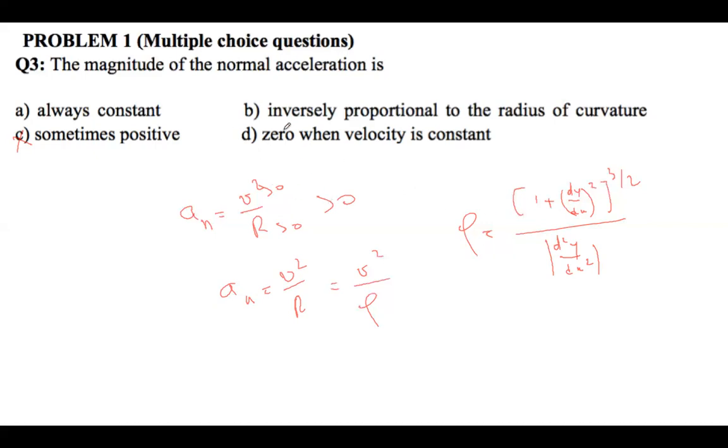So the magnitude of the normal acceleration is inversely proportional to the radius of curvature. So that's the right answer. Okay, B is the right answer. It's not always constant because v can be varying and also R can be varying. Good. So it's not always constant. It's constant when I have a uniform circular motion, for instance. It's not sometimes positive, it's always positive. So forget about this. It's not 0 when the velocity is constant. So the only correct answer is B.